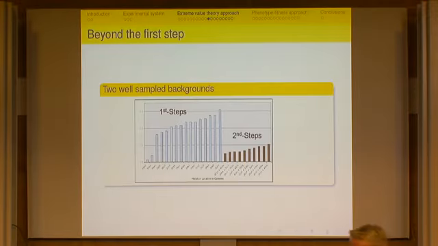Then we went on to the second step of adaptation. Here's a set of mutations and their frequencies that we got after one step. Then we took the most fit background and we evolved again. And one of the things that you can certainly see is that in the second step of adaptation, the fitness effects are much, much smaller.